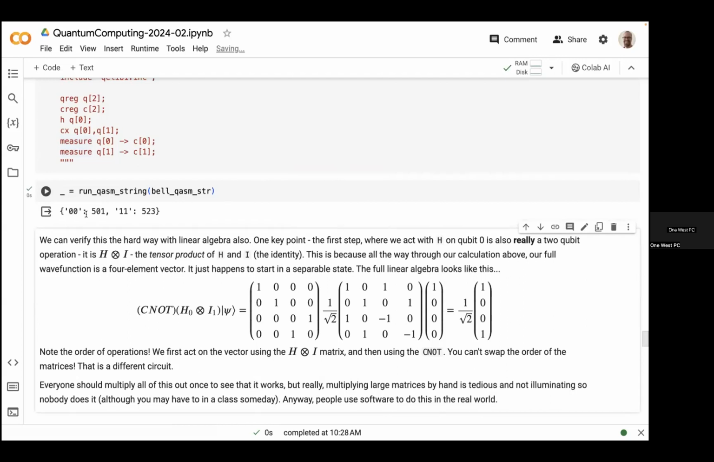But the point is, I'm only getting 00s. I'm only getting 11s. I'm not getting 01 or 10 ever, right? And you can verify that this simulation of the circuit is doing the right thing. The quote-unquote hard way was linear algebra, right?